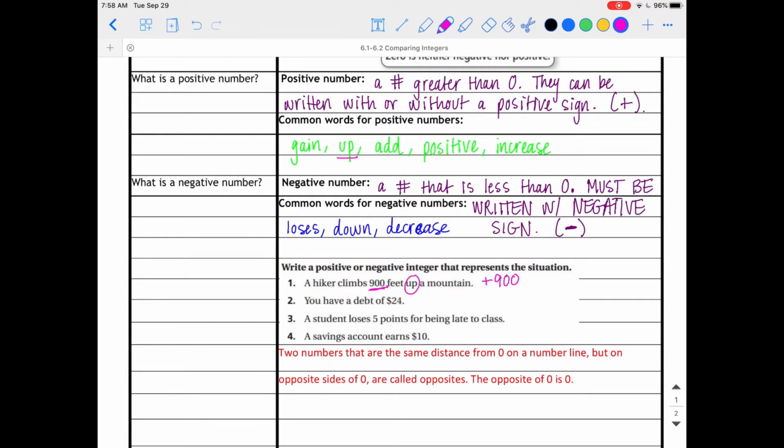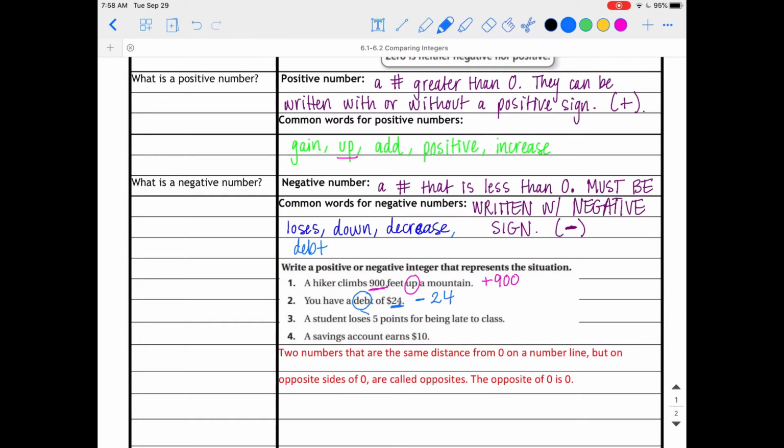All right, you have a debt of $24. This is a word that we can add to the negative integers, because debt actually means as if you owe it. So it's money you do not have, you owe it. And that would represent a negative word. And our value is 24. So this should be negative 24.